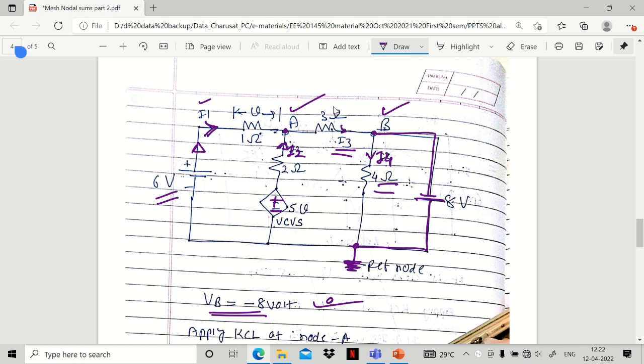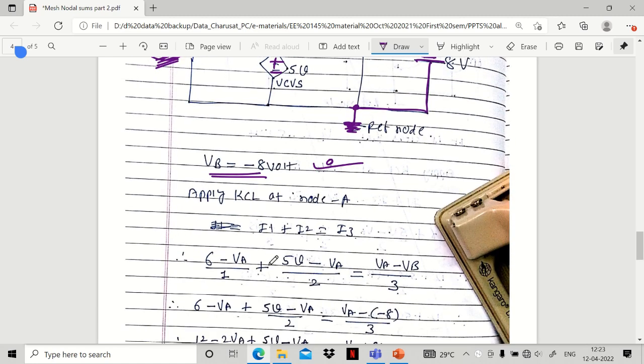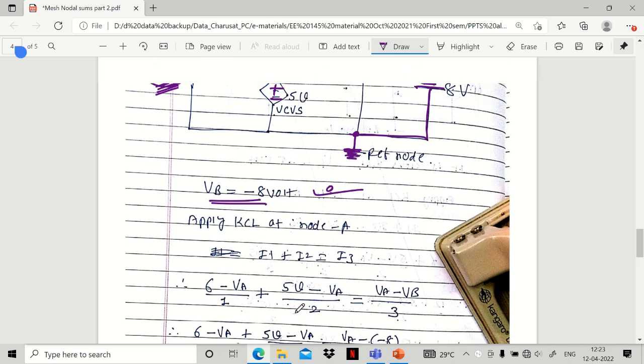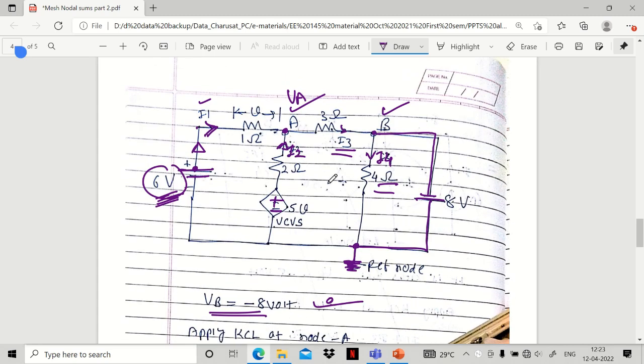So what is I1? I1 is flowing from this 6 volt source to VA. Obviously the potential of this battery is higher than the potential of node A, that is VA. So I1 would be equal to 6 minus VA upon 1 ohm resistance.